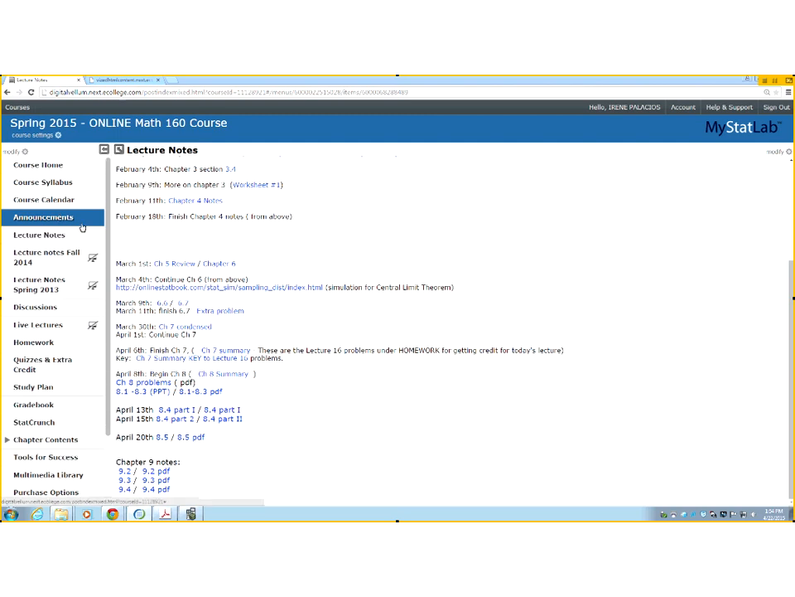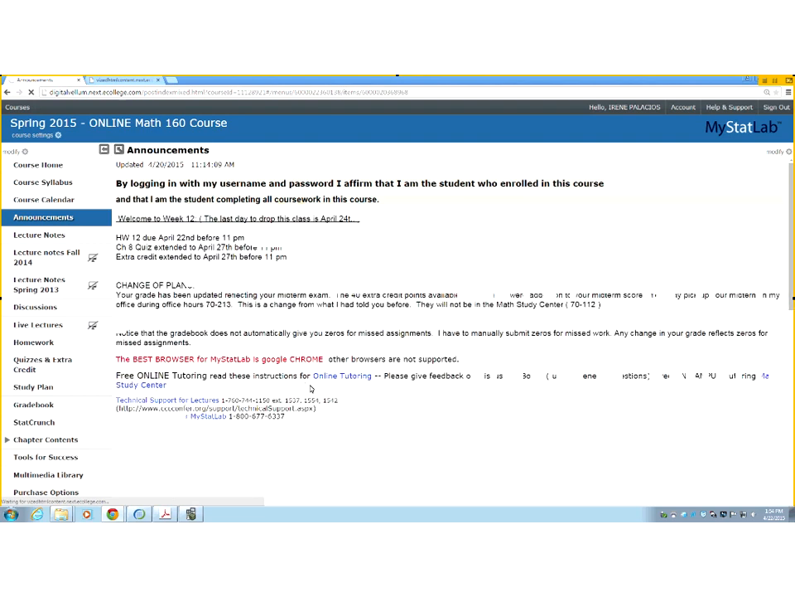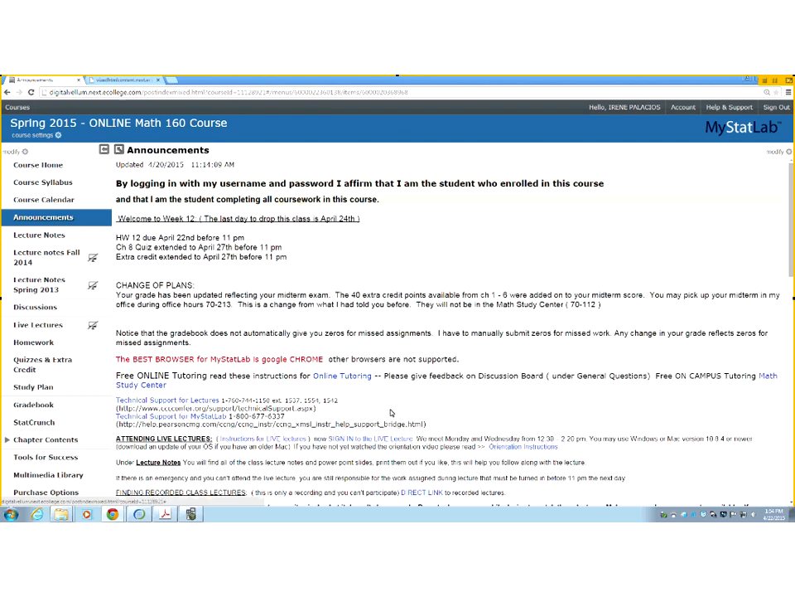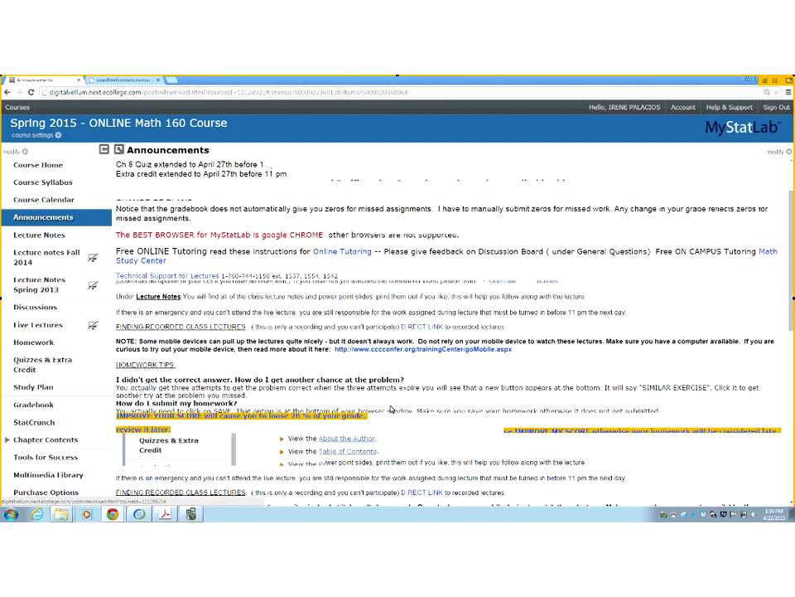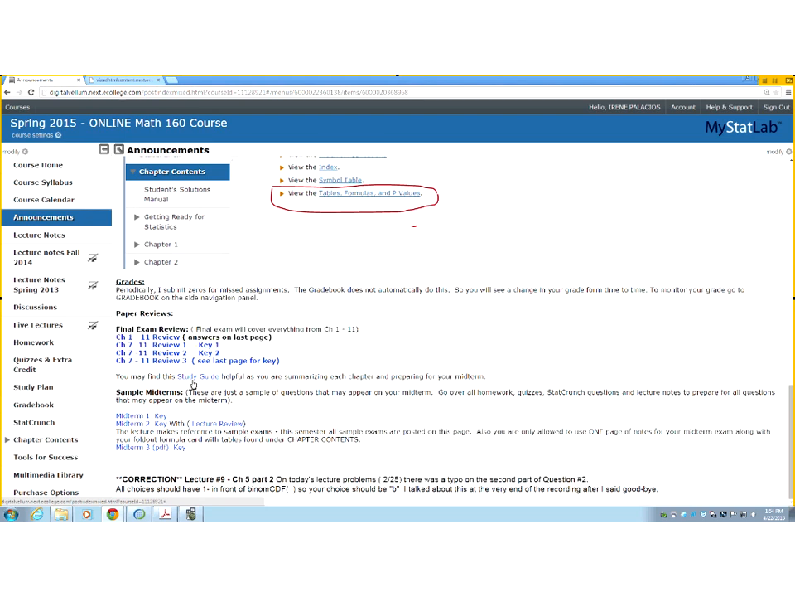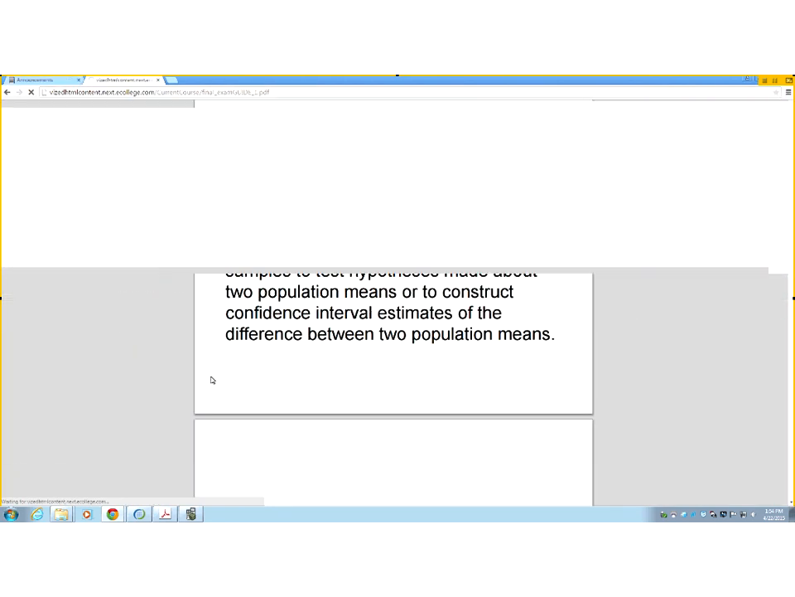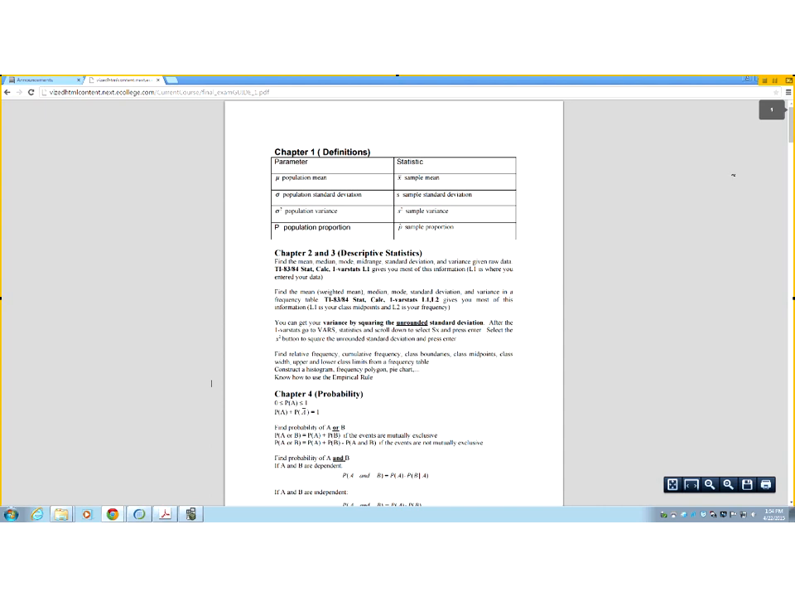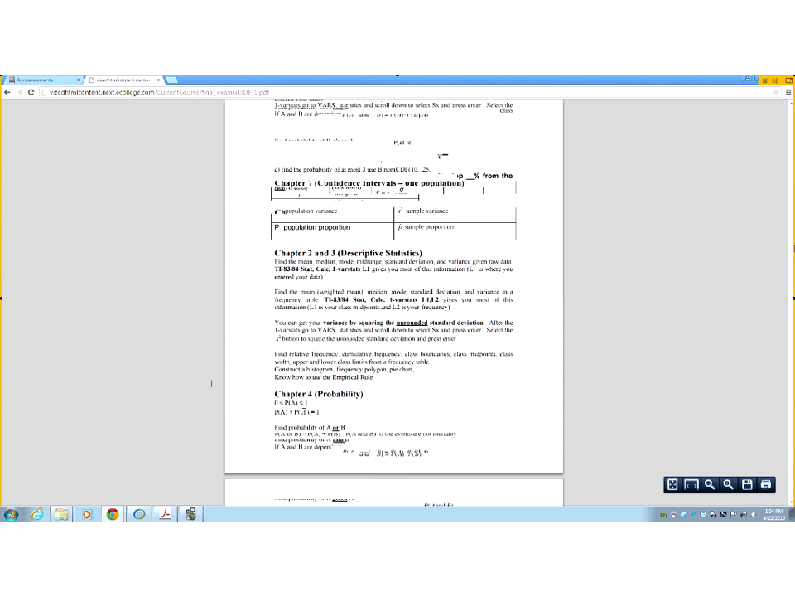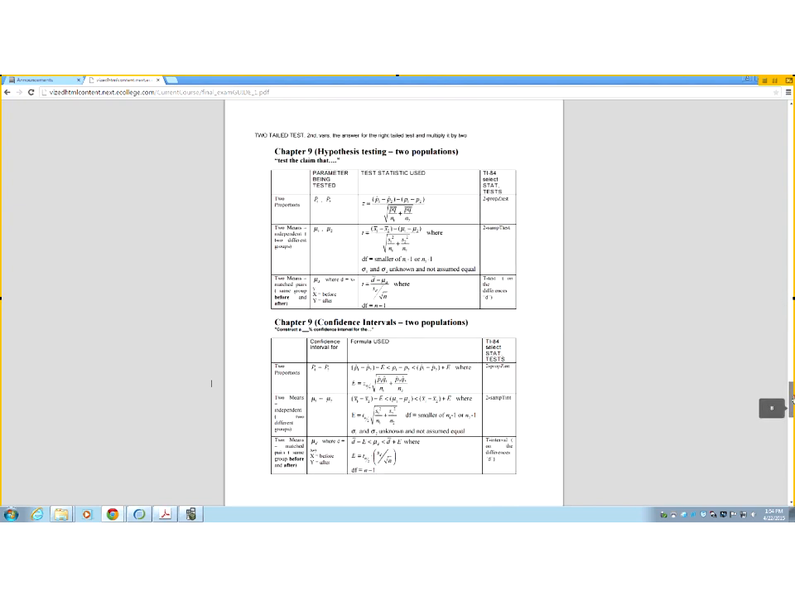Okay, so here's your Chapter 9 notes. If you go to announcements, that final exam study guide that I showed you last time, that's where you have all the chapter summaries. You just have to scroll all the way to the bottom. So that study guide starts like that. That has all the summaries on there. So if you go to Chapter 9, that's what I'm referring to.